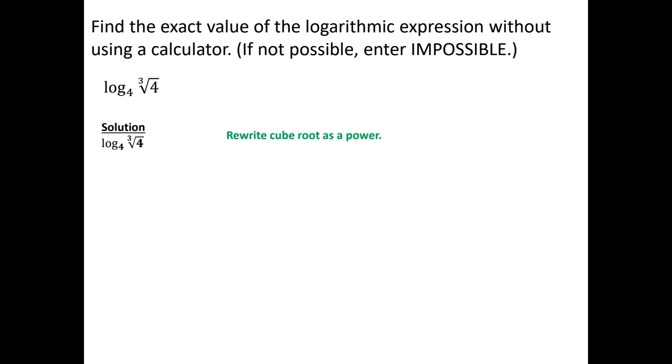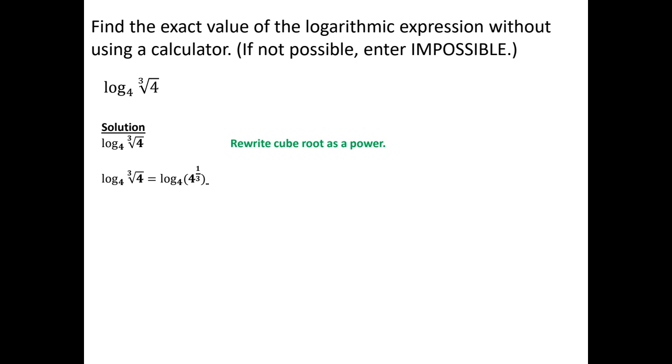Okay. And this one says find the exact value of the logarithmic expression without using a calculator. Now, most students are going to get this problem wrong because they'll use their calculator and give an estimation answer. They're going to give a decimal value, and WebAssign will count it wrong. It'll know that you're using your calculator. They want you to rewrite this using your properties of logs. So, for instance, I have the log base 4 of the cube root of 4. So what I want to do is rewrite the cube root as an exponent, as a power.